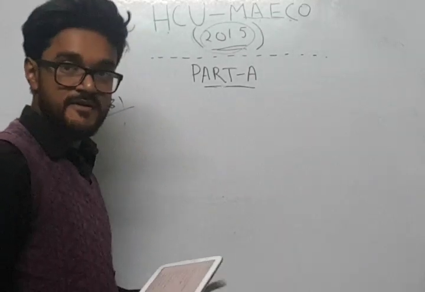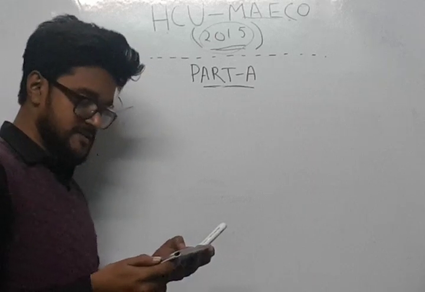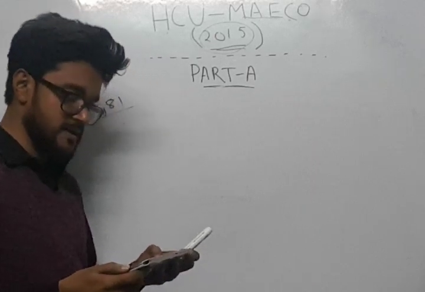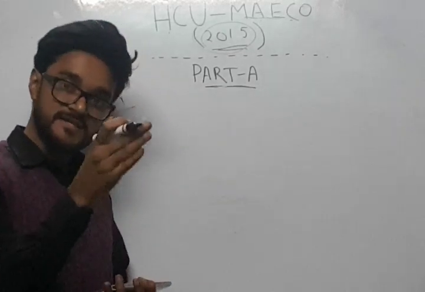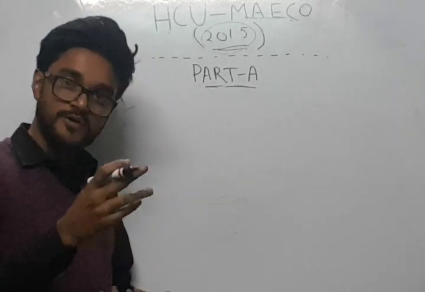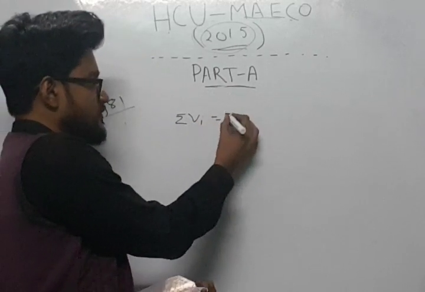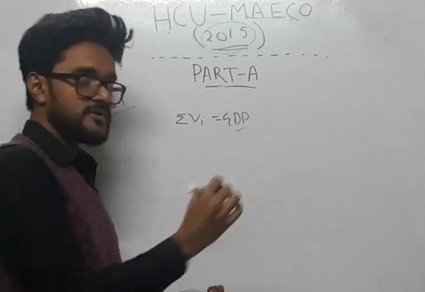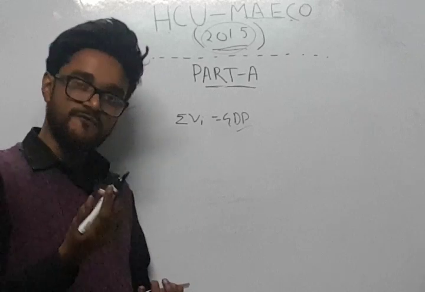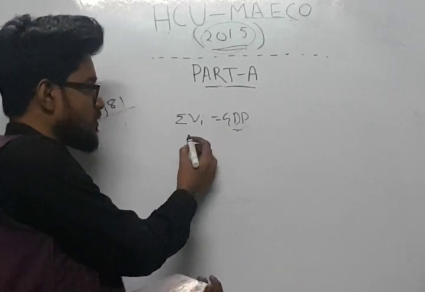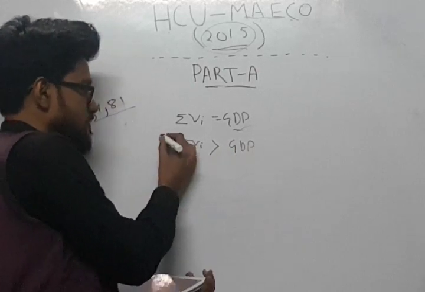So question number 7 goes like this. If value added at different stages is summed up, the total will be. So if the value added at different stages is summed up, we know it will be equal to GDP. If the summation of VI, the value added, we know it to be GDP. Now there are 4 options given. The first is whether it exceeds the value of final output, whether it exceeds GDP.